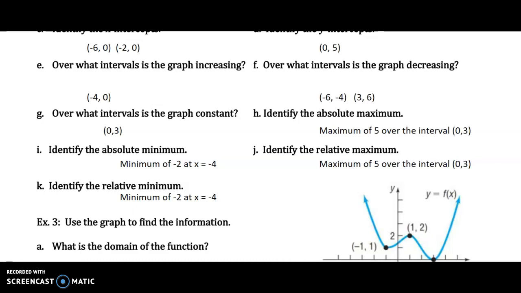And now for max and mins. The absolute maximum is a maximum of 5 over the interval of [0, 3]. There's an absolute minimum value of -2 at x equals -4. The relative maximum is a maximum of 5 over the interval of [0, 3]. And the relative minimum of -2 is at x equals -4.